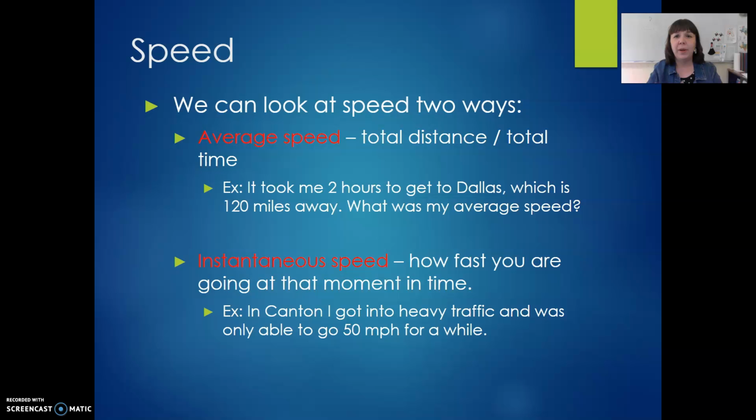But does that mean I've been going 60 miles per hour since I pulled out of my driveway? Absolutely not. You're going a little faster on the highway, you're going a little slower in town. So what's actually showing up on the speedometer is your instantaneous speed, how fast you're going at that moment in time. For example, in Canton, I got into heavy traffic. I was only able to go 50. That 50 is how fast I was able to go at that time. That would be my instantaneous speed.